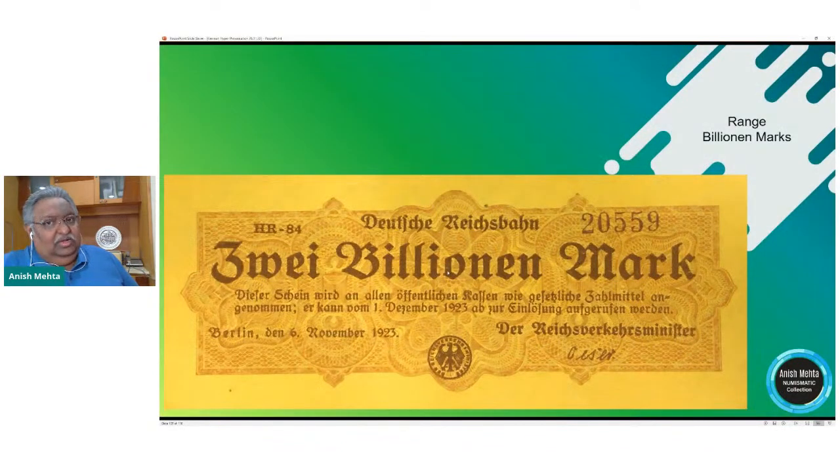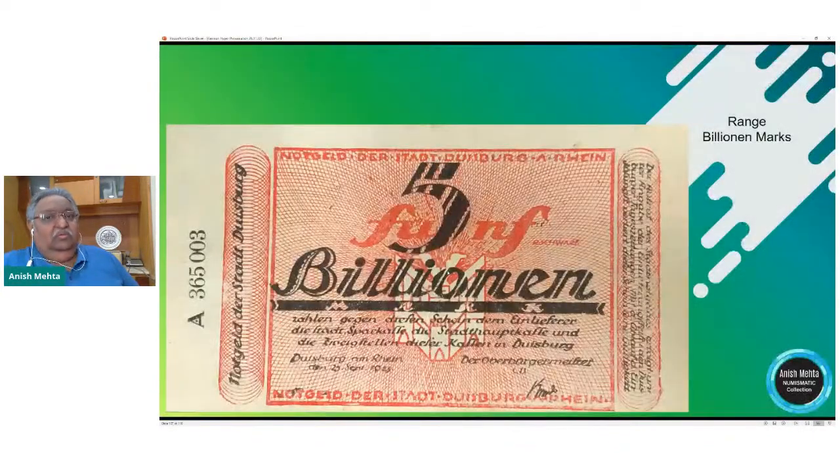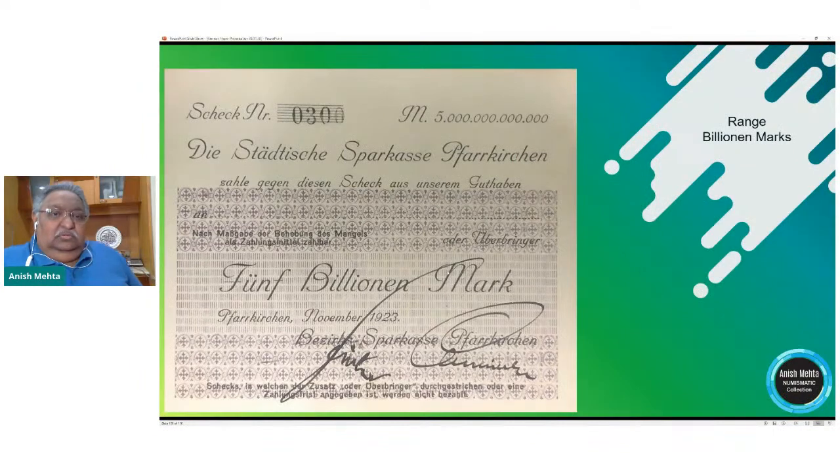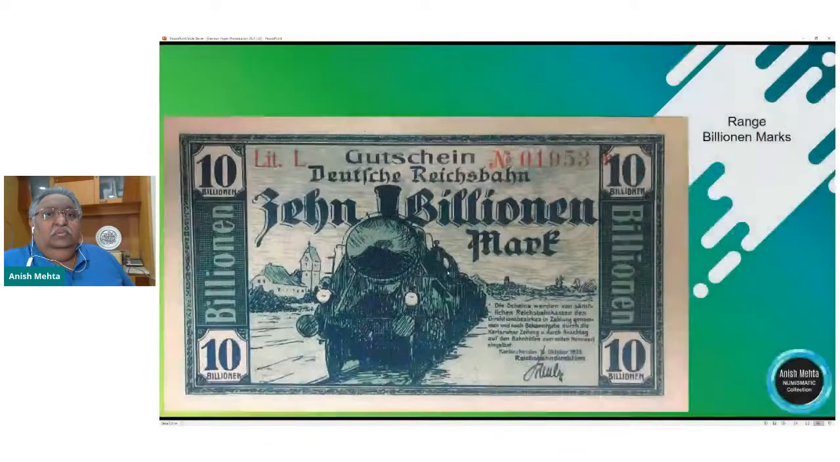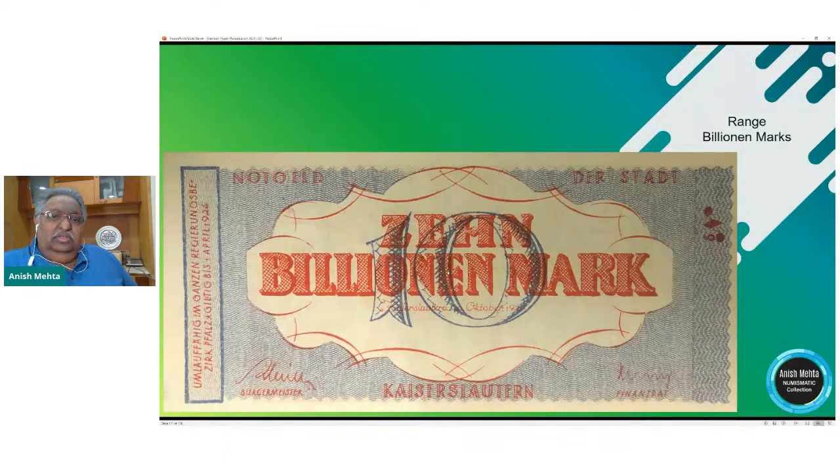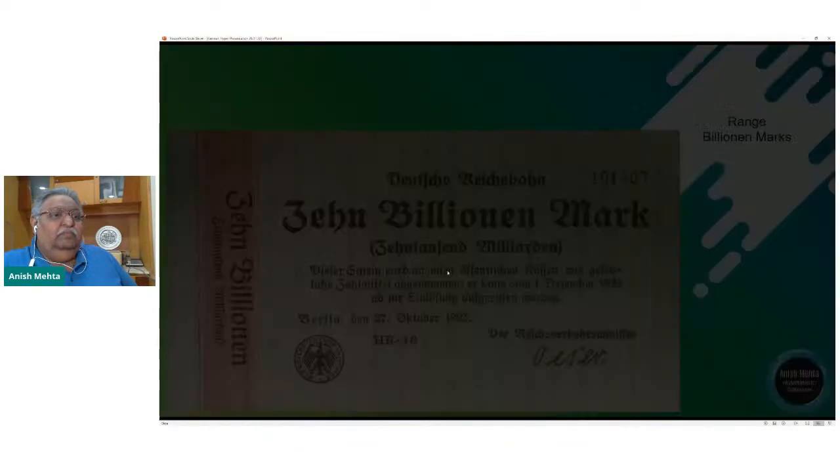This is 2 billion. This is 3 billion. 5 billion. This is another 5 billion. This is a 5 billion. This is 10 billion. This is another 10 billion. This is 10 billion.